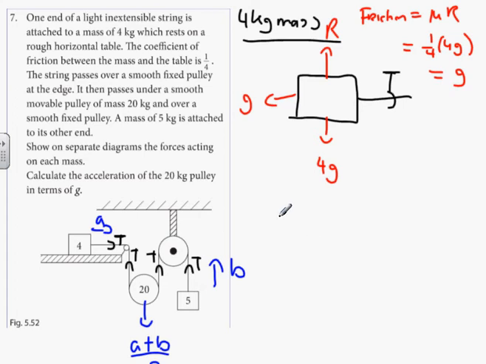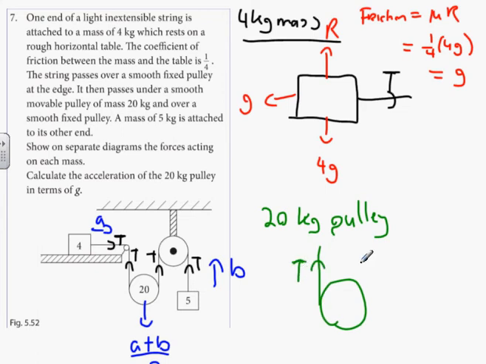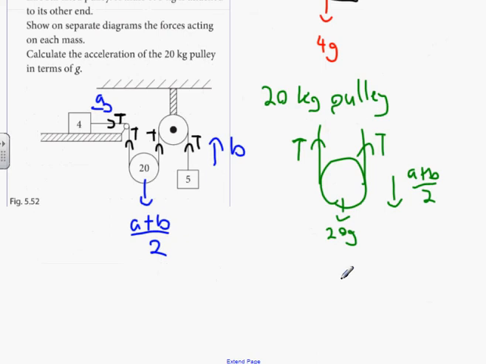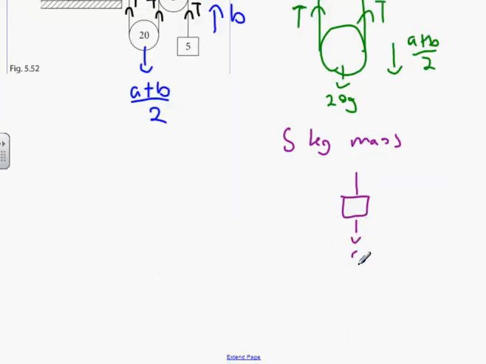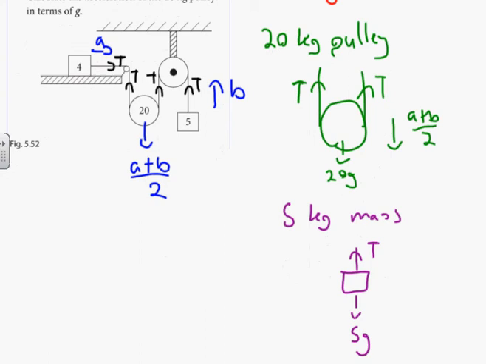Then we're going to go to the 20 kilogram pulley. For the 20 kilogram pulley, we're looking at T going up, T going down, 20g going downwards, and then its acceleration being A plus B over 2 going downwards. Once you're done with that, you're next going to do the 5 kilogram mass. The 5 kilogram mass is going down at 5g, and it's getting supported by T. So all your systems are in isolation there.